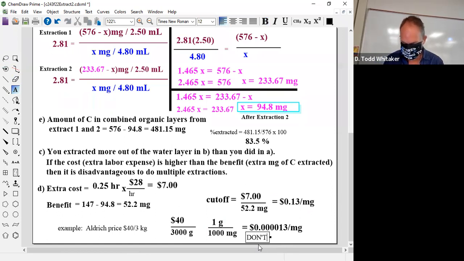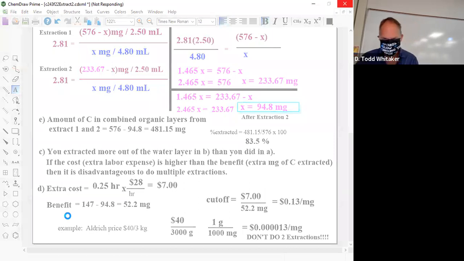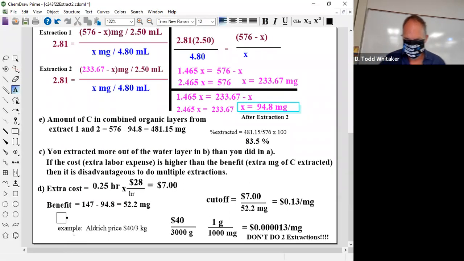Don't do 2 extractions. That's your decision. Okay? This is extra. This is not part of this question. This is a new and improved question down here. You're going to post this on YouTube? Of course. And then he asked if this was being posted on YouTube, and I said, of course. This is extra, beyond this question.